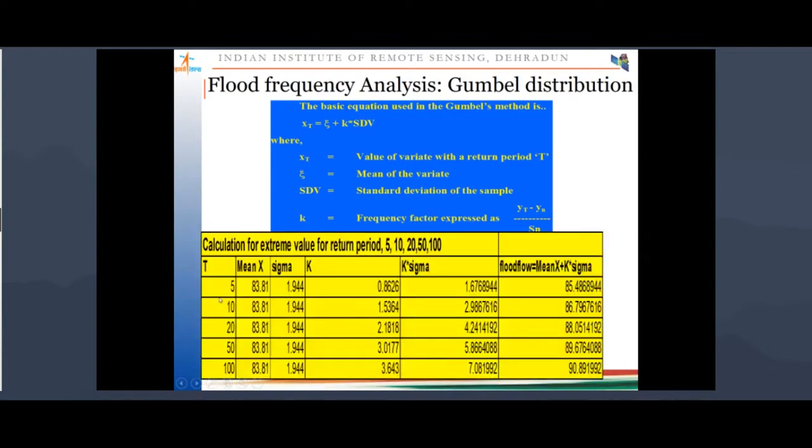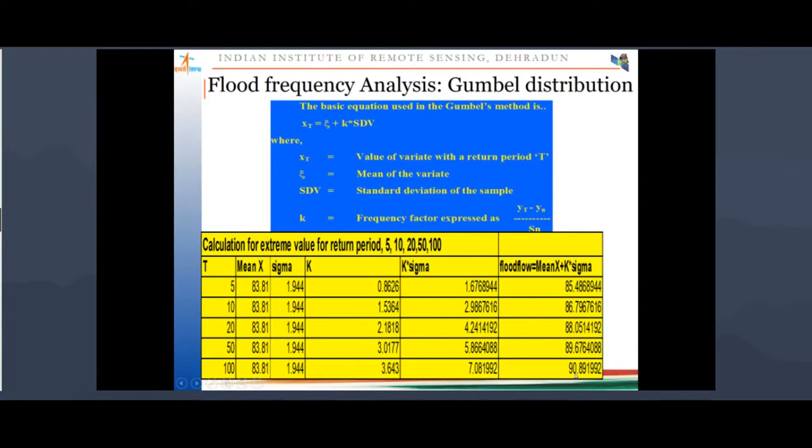For example, the return period is 5 years, 10 years, 20 years, 50 years, 100 years. So the mean X is so, sigma is so, K is so. For the 5-year return period, the flood depth will be this much. For 10 years, depth will be this much. For 20 years, 50 years, and 100 years, the depth will be this much. Now what will I do? I will superimpose this depth on a digital elevation model of that area.